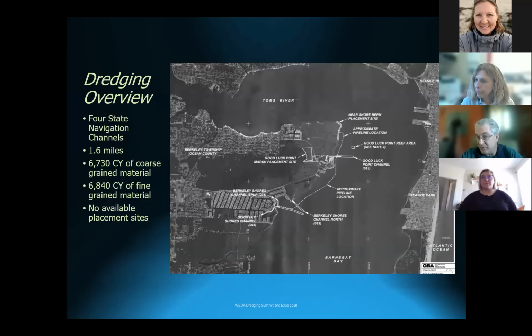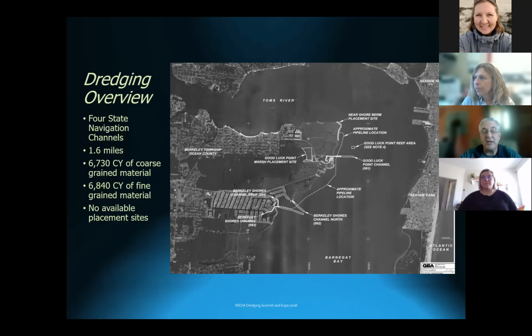Our first step was to find some material in this area that could be used to both clear the channels and help Virginia with her marsh restoration. So we identified 4 channels in the nearby area, about 1.6 miles of the 200 nautical miles that I'm responsible for. We identified about 6,700 cubic yards of coarse grain material and about an equal amount of fine grain material.